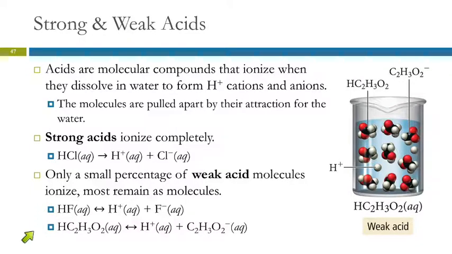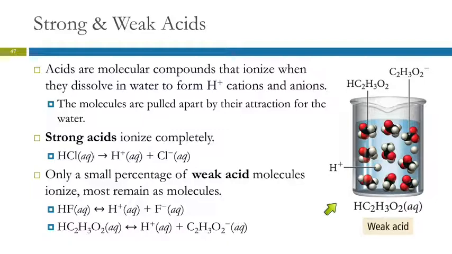Here, these are two weak acids, and the arrows have two heads. They're pointing in both directions at the same time. So hydrogen fluoride, or hydrofluoric acid, ionizes to form hydrogen ions and fluoride ions, but it also has this other reaction going where the hydrogen ions and the fluoride ions can come back together and make the molecules.